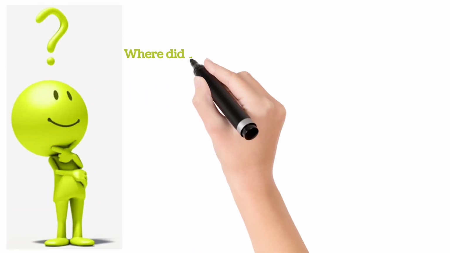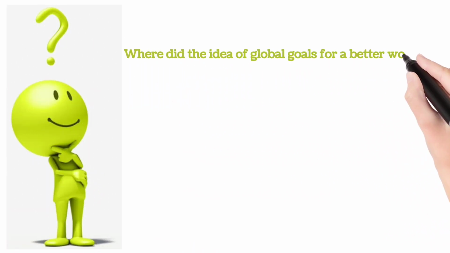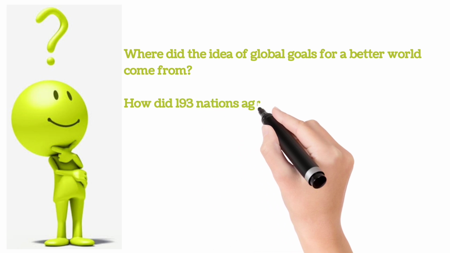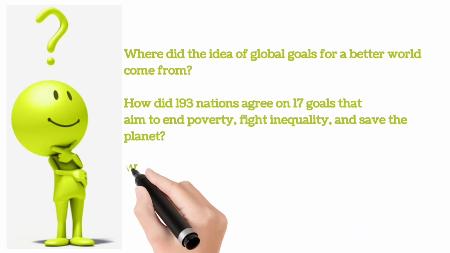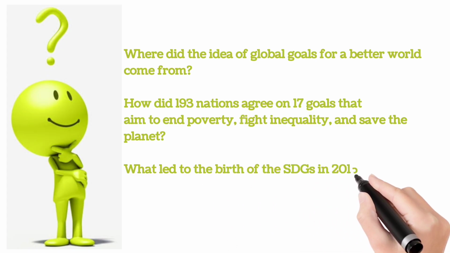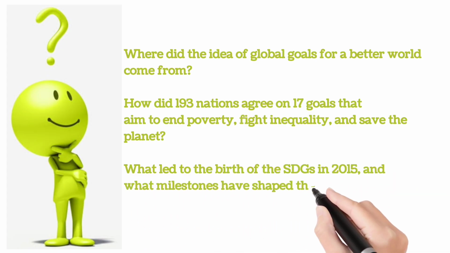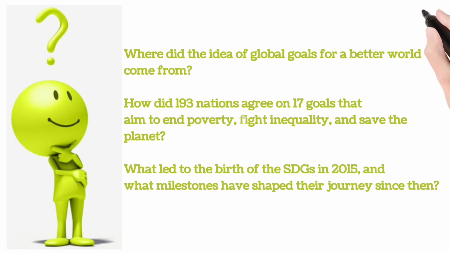Where did the idea of global goals for a better world come from? How did 193 nations agree on 17 goals that aim to end poverty, fight inequality, and save the planet? What led to the birth of the SDGs in 2015, and what milestones have shaped their journey since then?